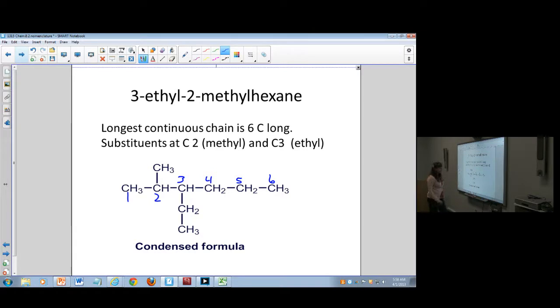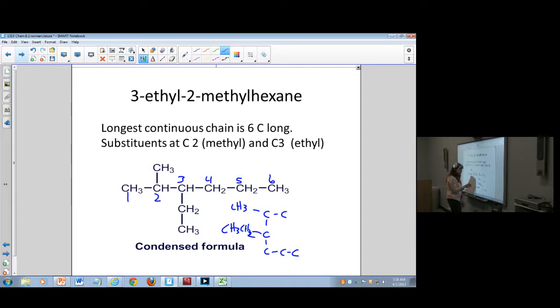What if you saw a structure where it was like 1, 2, 3, 4, 5, 6? Okay, so there's a hexane with 6 on it. And then we're going to have an ethyl group, CH3, CH2 here, CH2, and a methyl group here. You would still want to go through and check what's the longest chain.